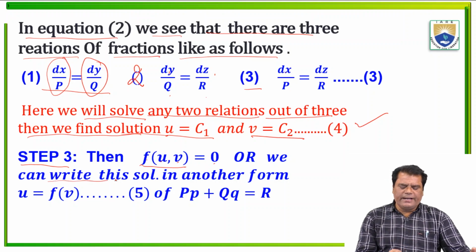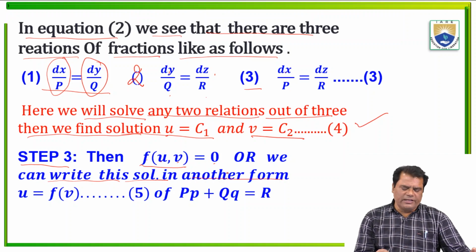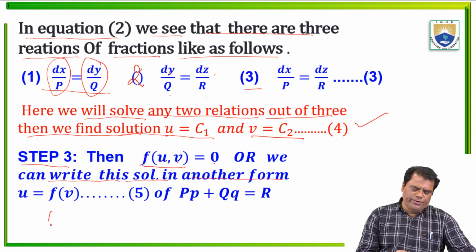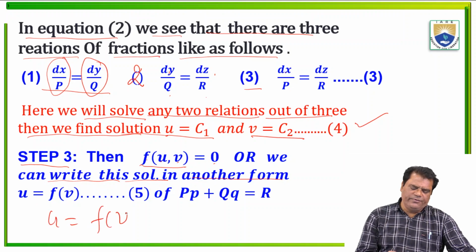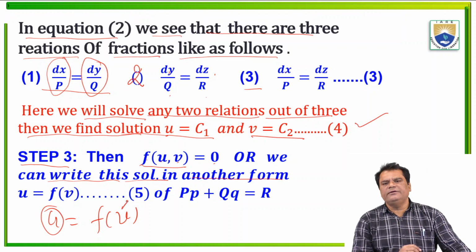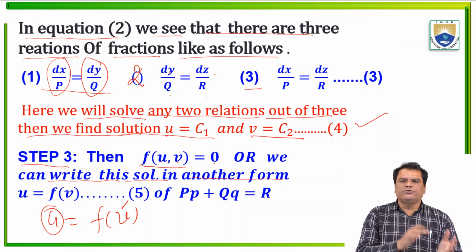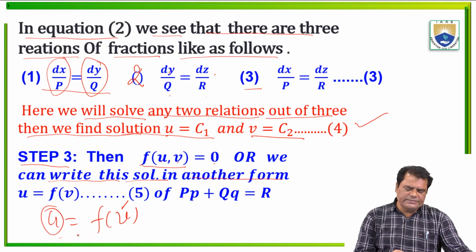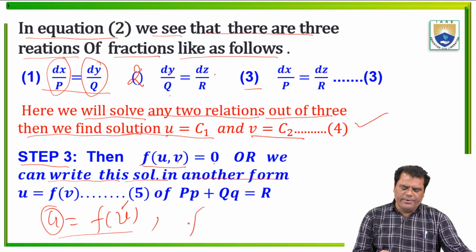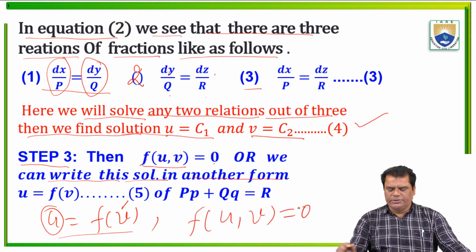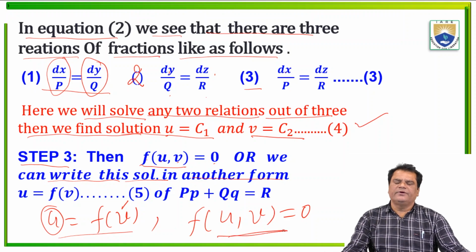Or we can write this solution in another form, where u is a function of v. This is the first solution, u, and v is the second solution. So the first solution is a function of the second solution. We can write it this way. Another form is f(u, v) equal to 0. This is the complete solution of equation 1.